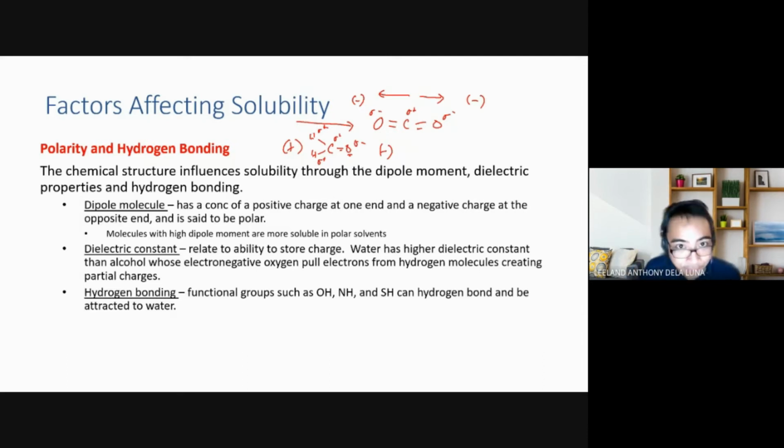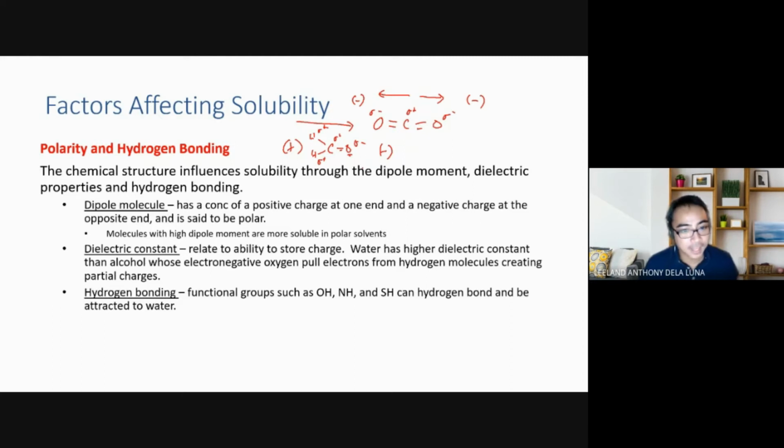Ang daming factors affecting solubility. So polarity is just one. Pero we can always, kumbaga, pwede natin gawa ng loophole yun. Dahil hindi siya polar, hindi siya matutunaw, pwede pa natin gawan ng paraan yan. So manipulate other factors like pressure and temperature.